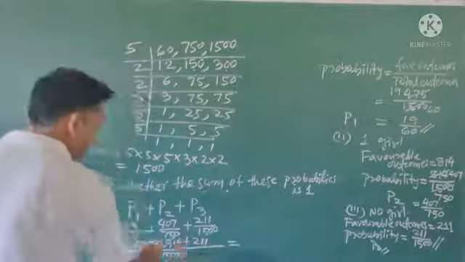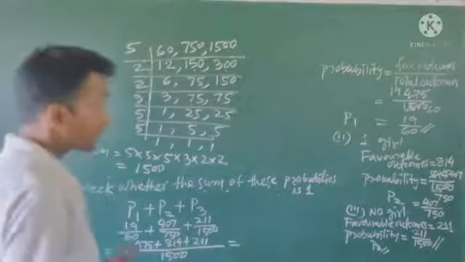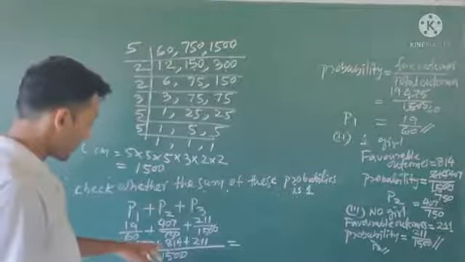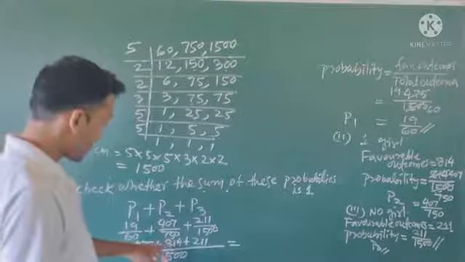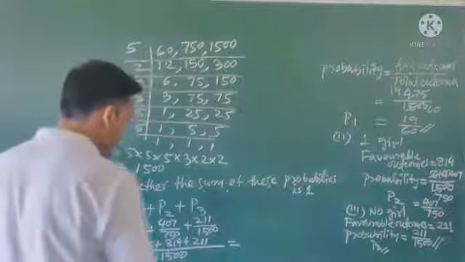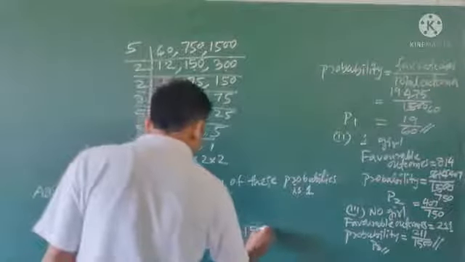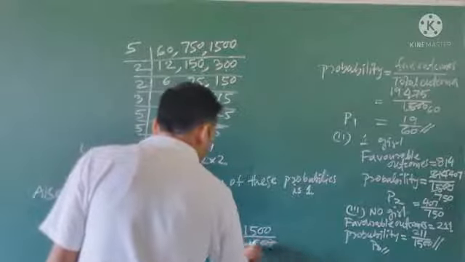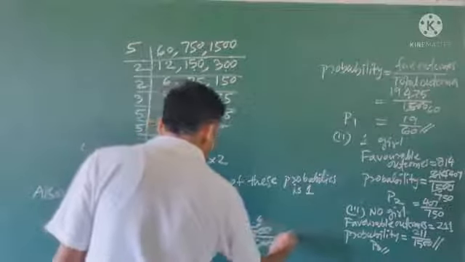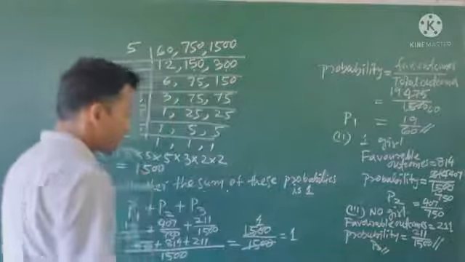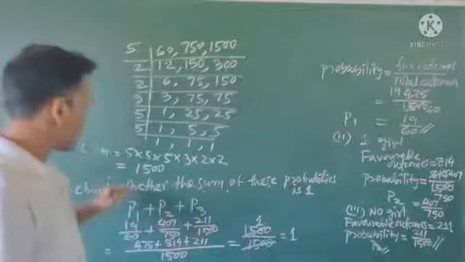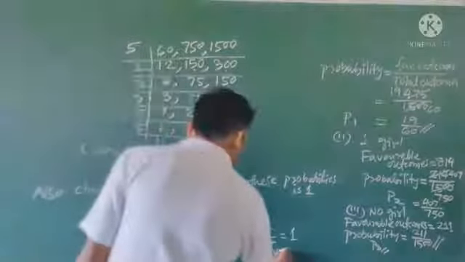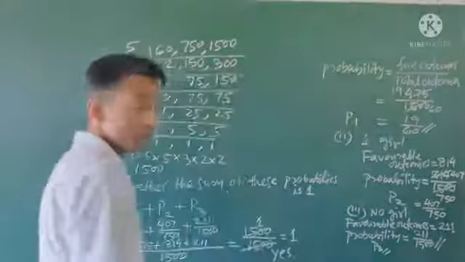So their sum, already in the beginning of this problem we found the total number of families, isn't it? 475, 814 and 211, their sum you will get 1500 by 1500, one time. So the probability is 1. Yes. Whether the sum of these probabilities is 1? It is yes. Their sum is 1. Okay.